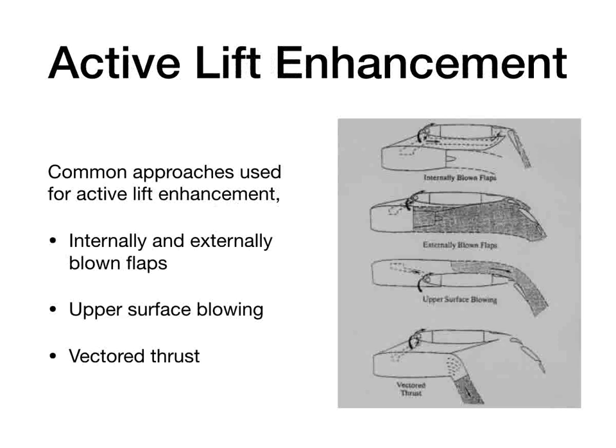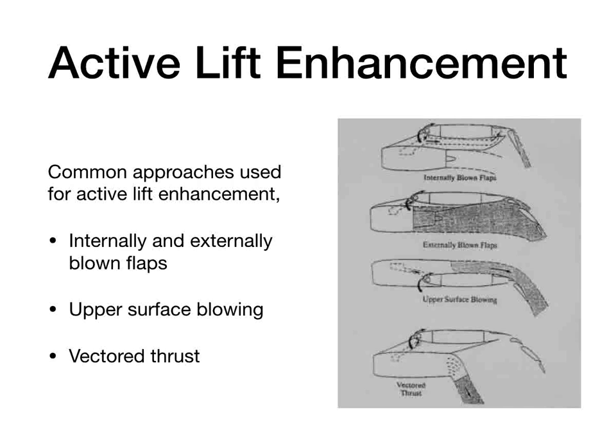Next is active lift enhancement. Some of the common approaches used for active lift enhancement fall in three categories: upper surface blowing, blown flaps where air is supplied either externally, as external blown flaps, or internally, as internal blown flaps, and the third one is vector thrust. You can see this in the image on the screen. These are examples of active lift coefficient approaches.